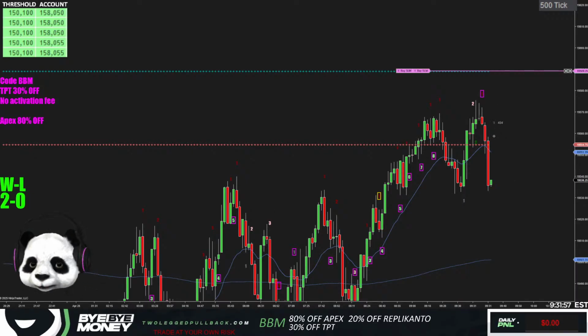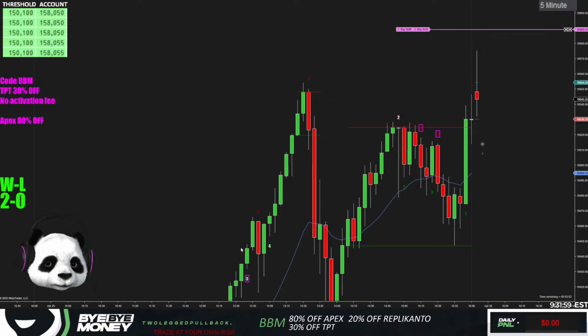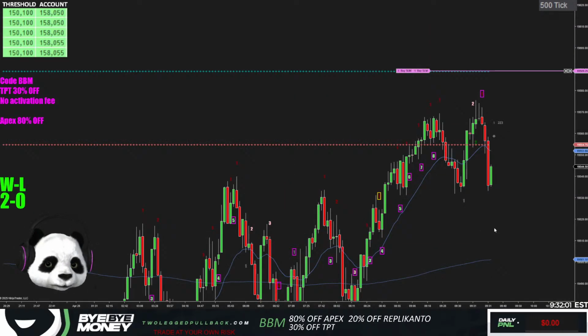Ooh, big push down. Filling that gap now on the 5 minute. You want to see that gap fill. We didn't fill it yet, though. We got close, but we still haven't filled the gap on the 5 minute.